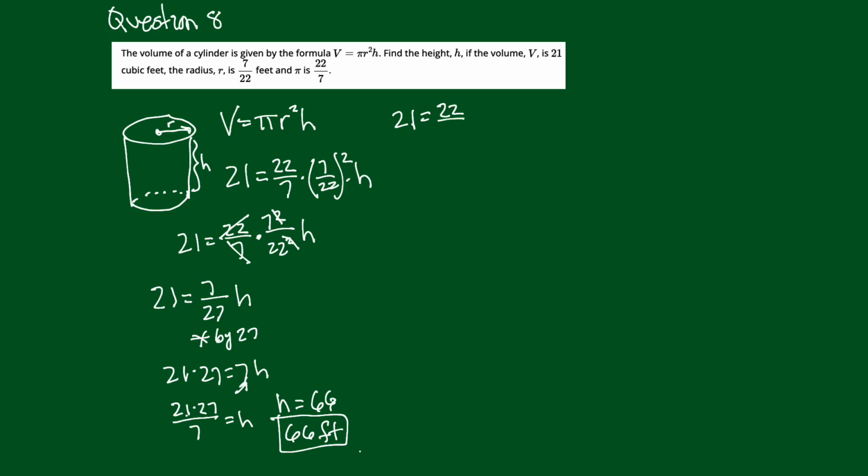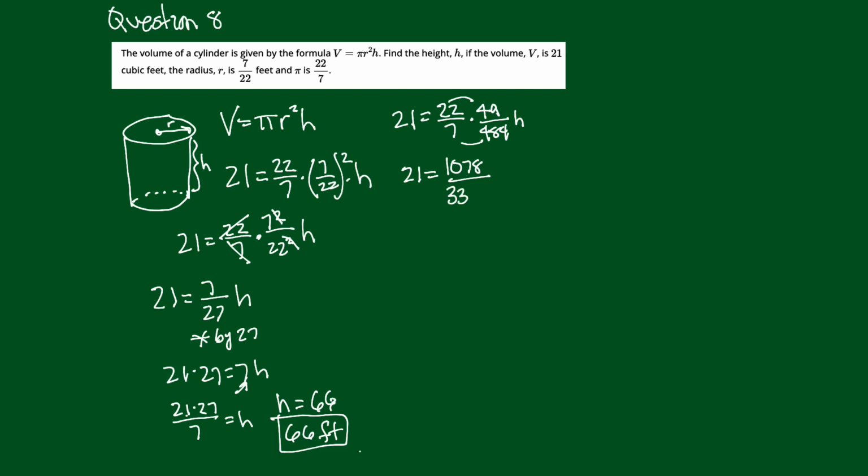equal to 22 over 7 times, now, 7 over 22 squared is 7 over 22 times 7 over 22, which is 7 times 7 is 49, 22 times 22 is 484h. And now what you can do is multiply here. So we'll get 21 is equal to, now 22, I'm doing my calculator too, 22 times 49 is 1078 over 7 times 484.